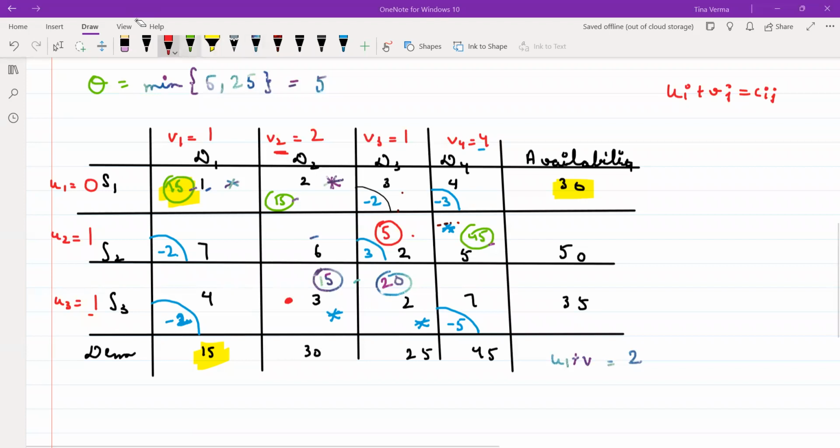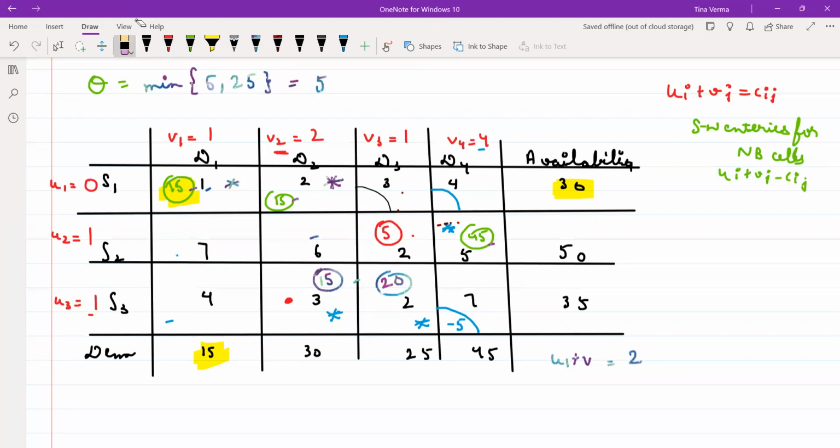What is the next task? Calculate the southwest entries for non-basic cells. How will you calculate? ui plus vj minus cij. So this is my non-basic cell. Here what will I have? 0 plus 4 minus 4, that will be your 0.